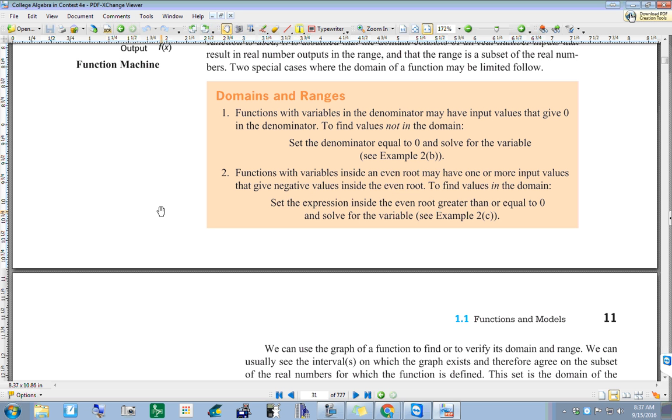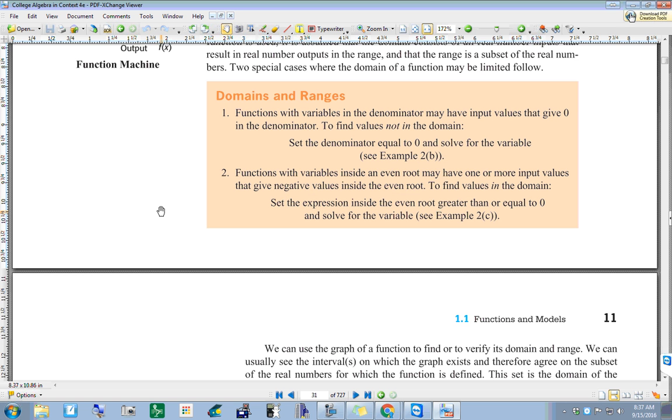Generally, we could put any number we want in, but if there's a number that makes something go bad, go wrong, not correct, bad numbers, like division by 0. Division by 0 isn't a good thing.